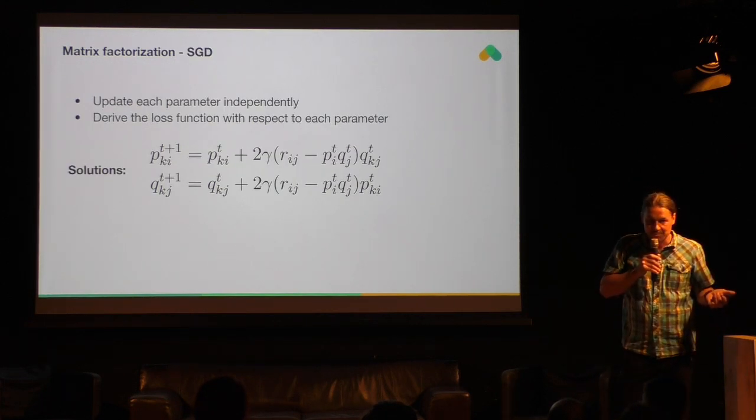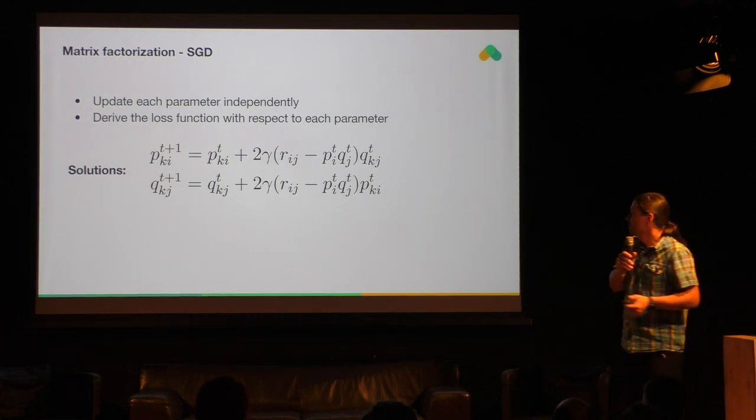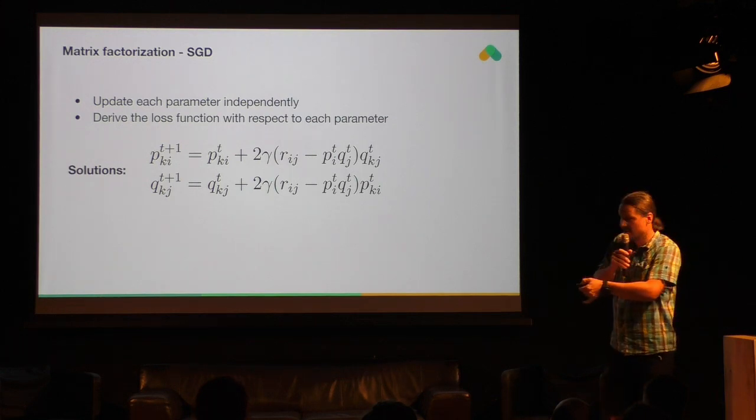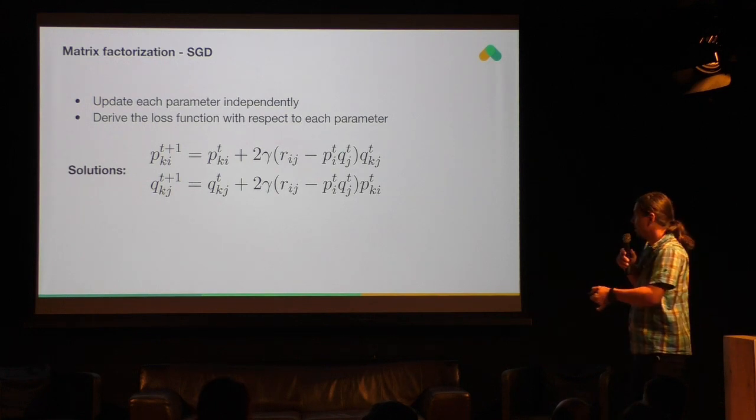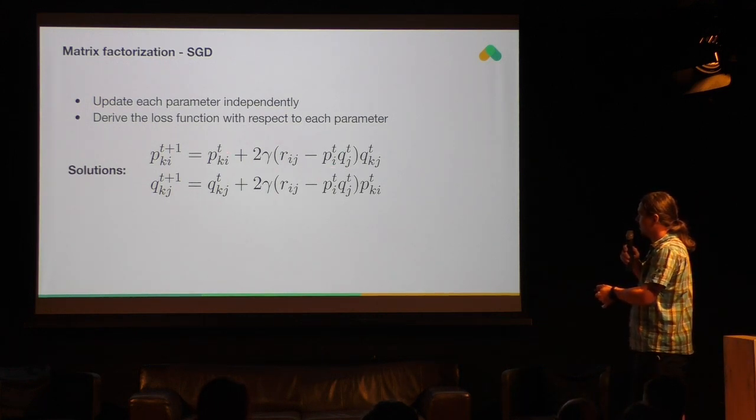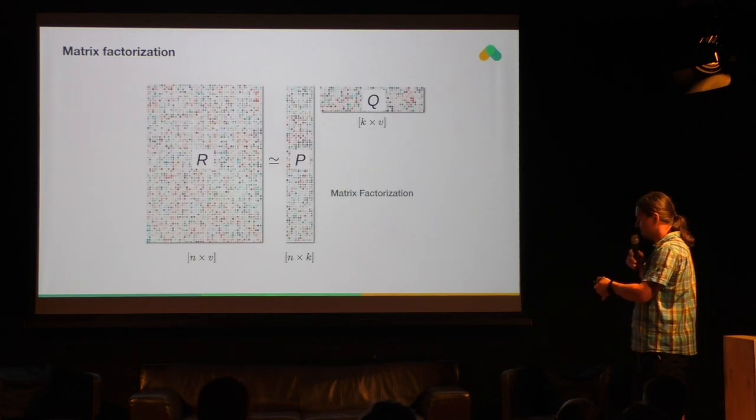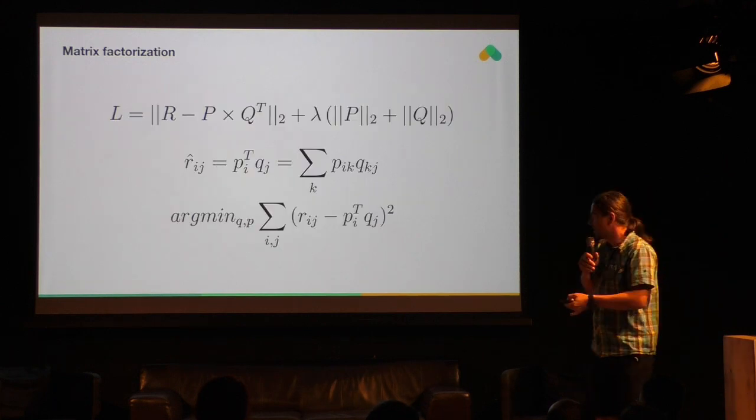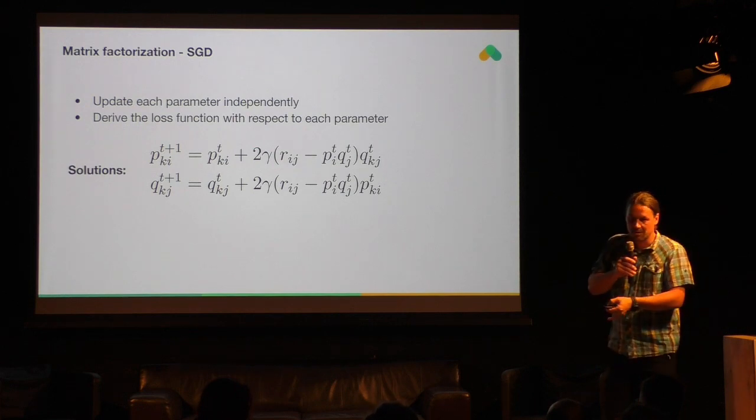There are multiple algorithms that can be used. I think the most popular is stochastic gradient descent. So you just try to minimize the error by updating these two vectors. You take one rating here, and then you need to update these two vectors to minimize the error. And this is just the learning rate.